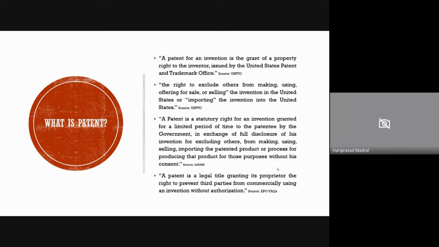Apart from the US scenario, the Indian Patent Office also has its own definition. It says that it is a statutory right given to the inventor. Here, the inventor is regarded as the patentee, and the patentee can exclude others from making, using, selling and importing the patented product or process. So more or less the definitions of a patent in the USPTO, Europe and India are the same, and at the same time they are also specifically talking about excluding others from selling it, making it and using it.